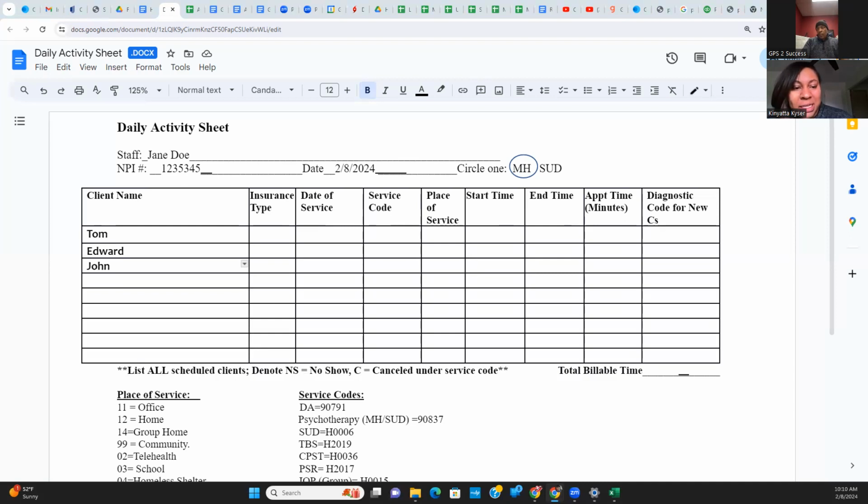So they may have seen Tom yesterday, and then they may have seen Tom today. Then maybe they seen Edward Friday, and they didn't turn in his stuff yet. And then they seen him 2 more days after that, Monday, Tuesday. And then they turned it in. Does that make sense? Am I explaining that well? Yes.